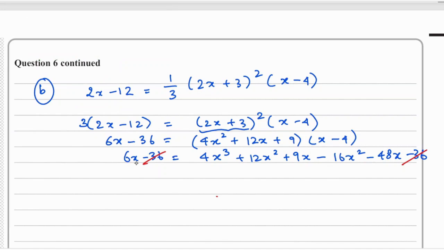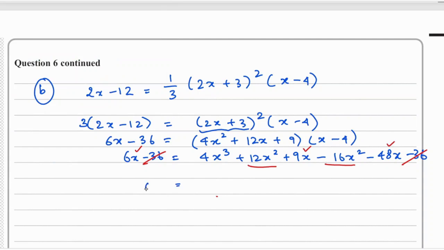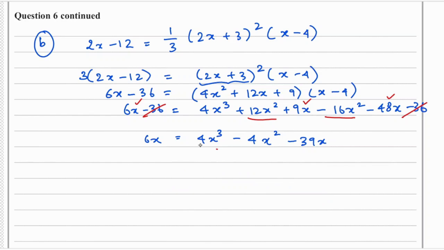And 6x, I'll bring it to the right side, while I can collect these two terms together, and these three terms I can collect together also. So I'll just simplify the right side first, and then I'll bring the 6x. So I have 4x cubed plus 12x square minus 39. Sorry, I have a negative 16x square also. So that is 4x cubed minus 4x square minus 39x. And now I bring the 6x term to the other side. So I'll be getting 0 is equal to 4x cubed minus 4x square minus 45x.